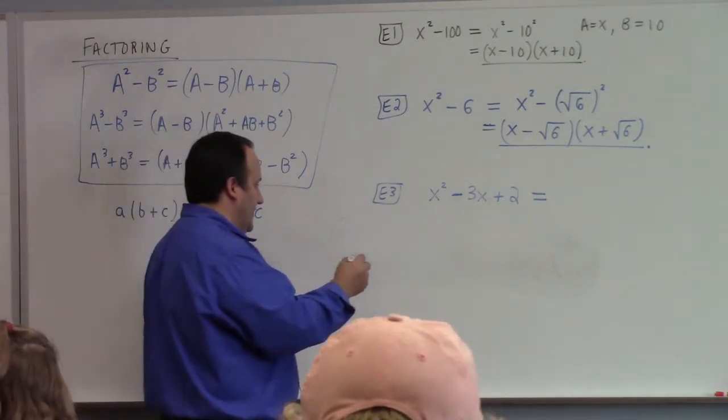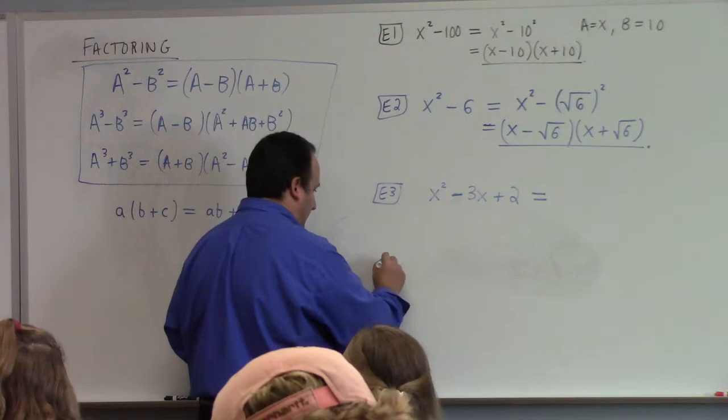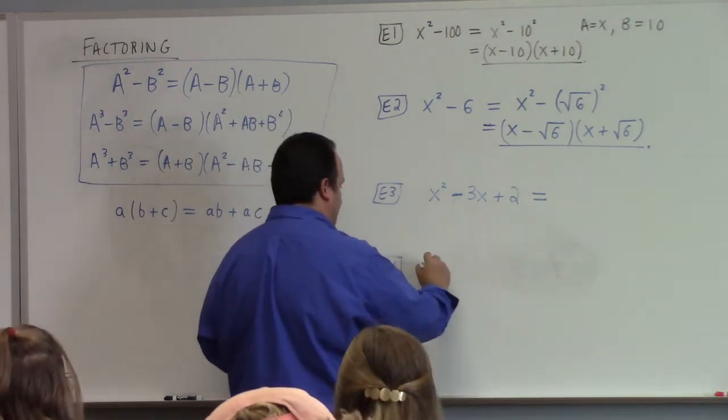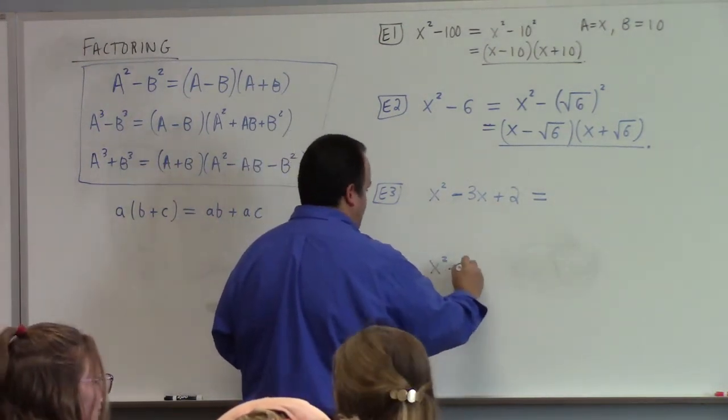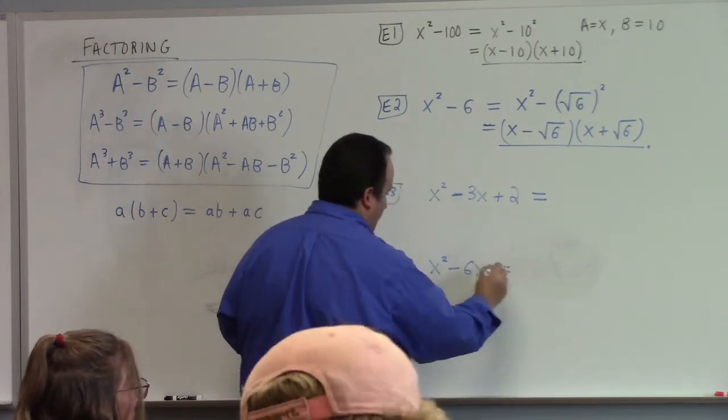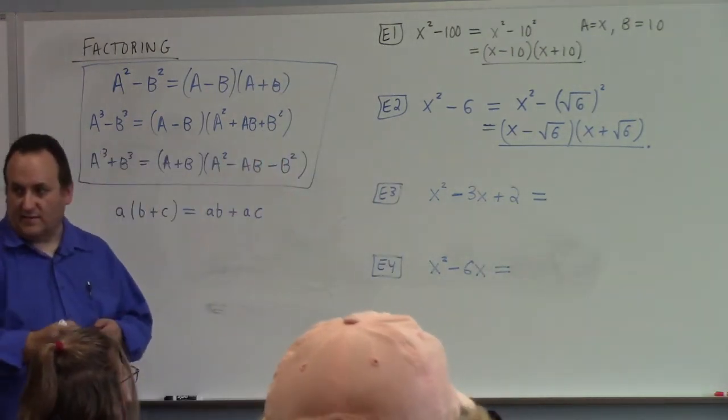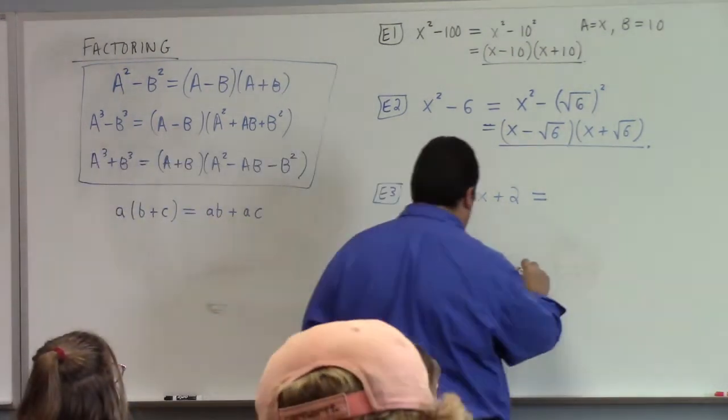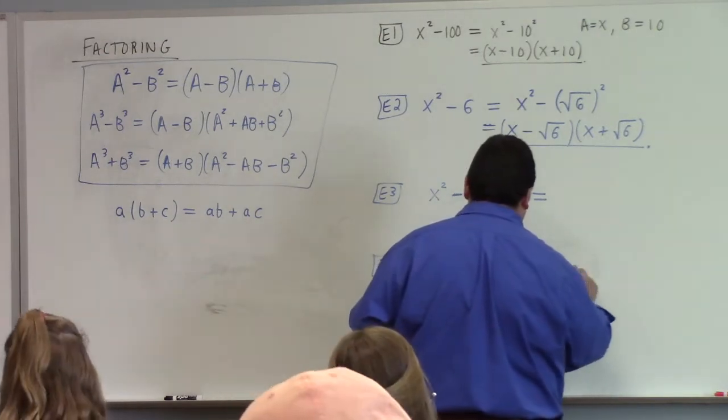So let me add your question as example 4. And so what you were saying would have been like this example. If I had x squared minus 6x, then I could factor the x out and do x minus 6 like that.